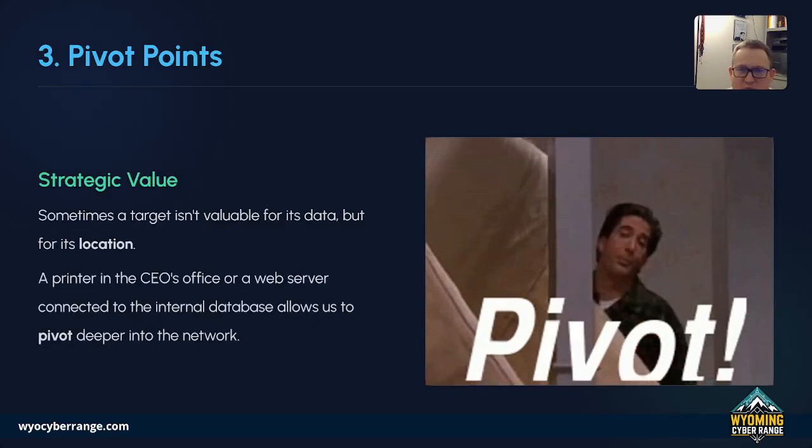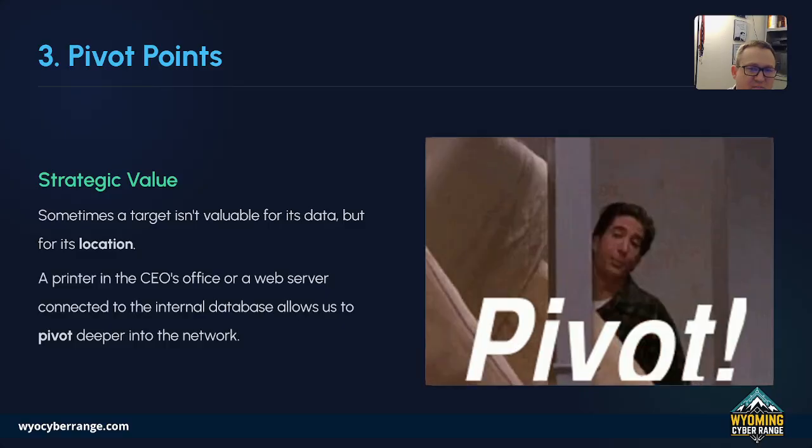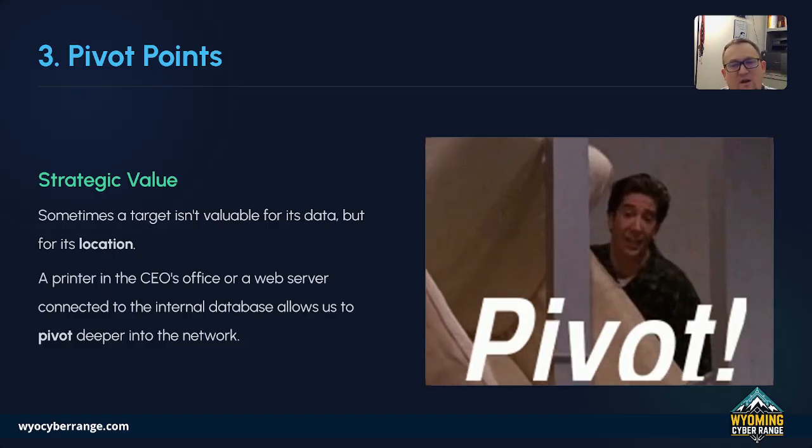Now we need to think about pivot points. Does the server we're going after have a strategic location? Because sometimes the machine isn't valuable for the data it holds, but for where it sits. Maybe it's a bridge, like a printer in the CEO's office that might be boring on its own, but if it's on the same network as the internal database, it might be golden. What attackers are looking for here is lateral movement. This allows us to pivot deeper into a network, moving from a low-security zone into maybe a high-security zone. This is why we look at printers and IoT devices so closely when we're doing penetration testing.